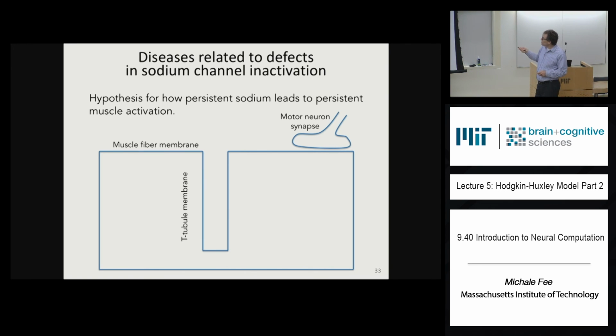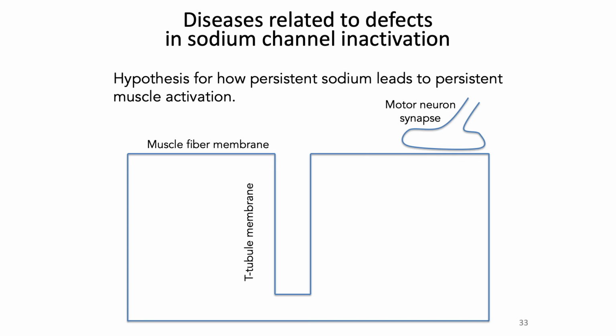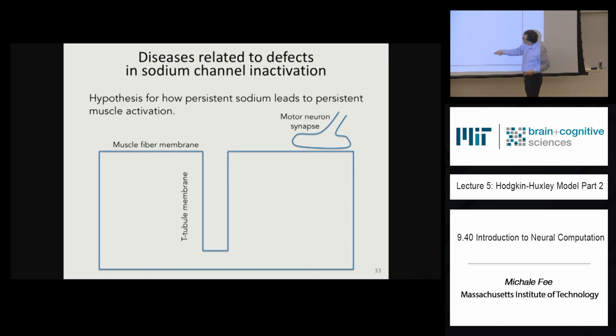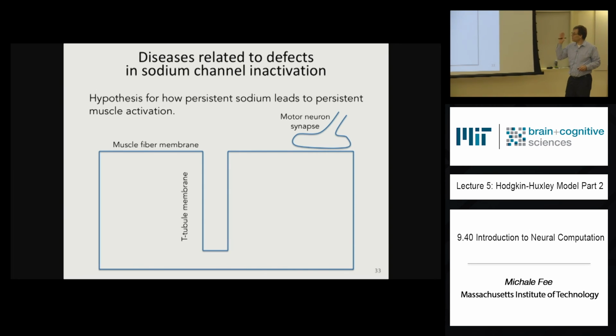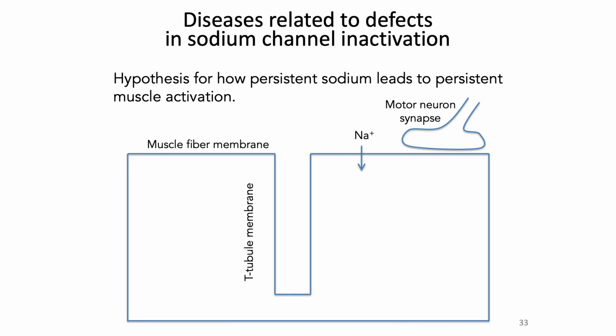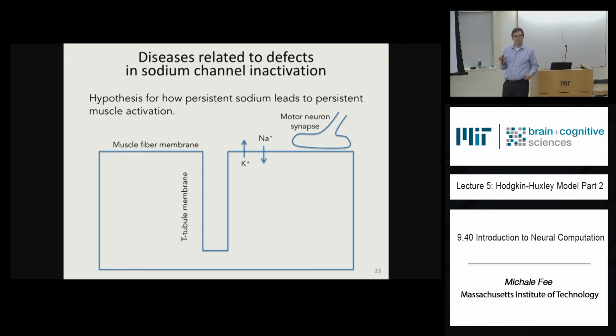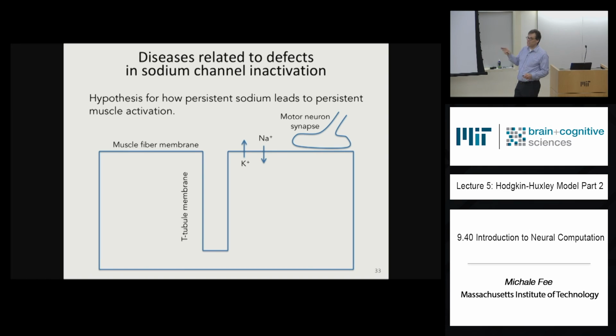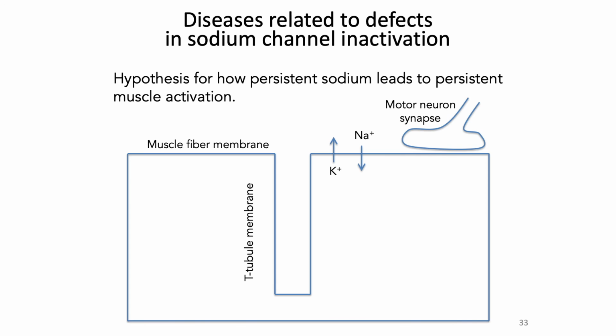So this is the motor neuron synapse. That's the muscle fiber. You should think about this as being a very long cell here. And here's a T tubule that's represented by kind of a channel coming in from the surface. So this is a cross section of the muscle fiber. The idea is that that current injection causes an action potential, which causes sodium to flow into the cell. And on the hyperpolarizing phase of the action potential, potassium goes out of the cell to bring the cell back down to a negative voltage.